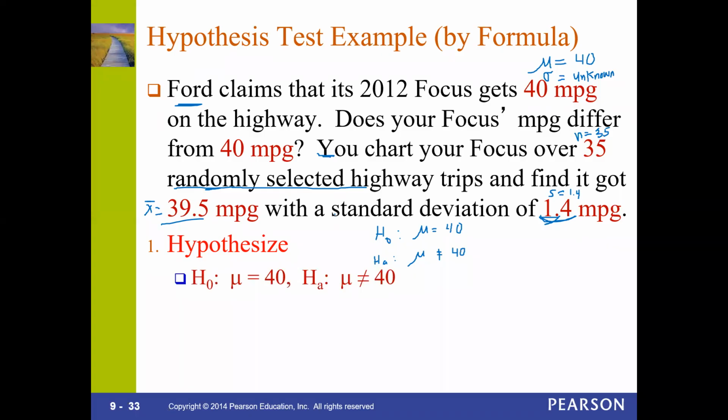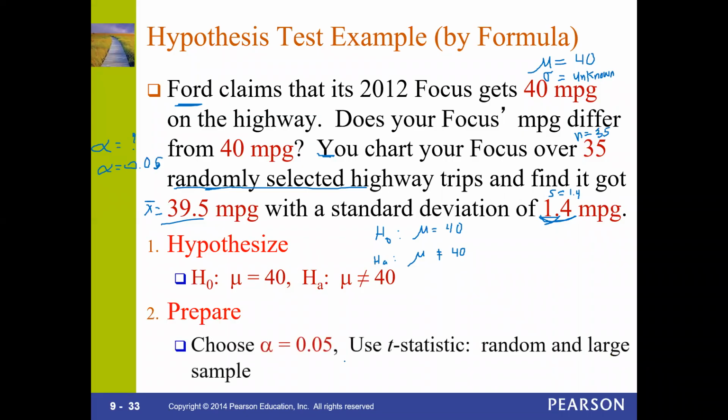Then the things that I don't know: I need to find alpha. Alpha is not given to me. If it's not given to you, it's always by default 0.05. Anytime alpha is not given to you in the problem, it's going to be by default 0.05. So because sigma is unknown, we're going to use the t distribution, and then we're going to use StatCrunch to do the problem.